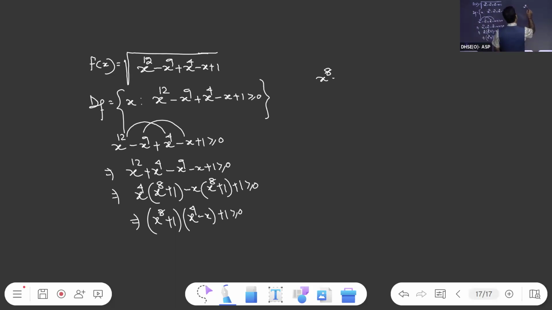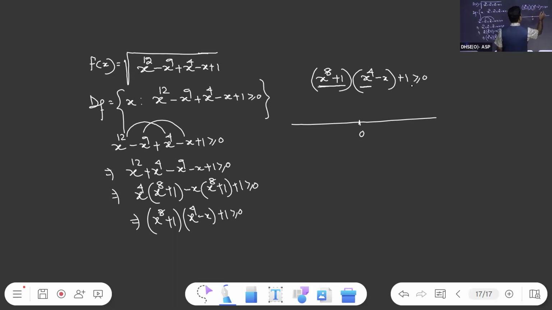Finally, the expression is x to the power 12 minus x to the power 9 plus x to the power 4 minus x plus 1 greater or equal to 0. Okay, take the number line. So you see, x to the power 4 is positive, 1 is positive. So when x is negative, then minus x will be positive.